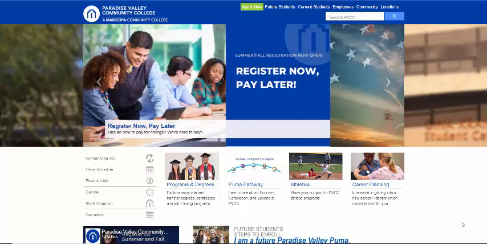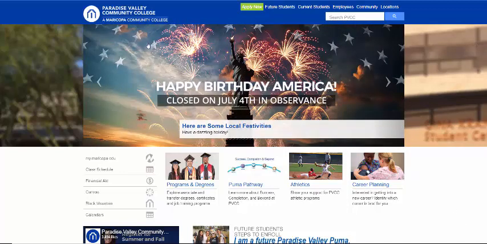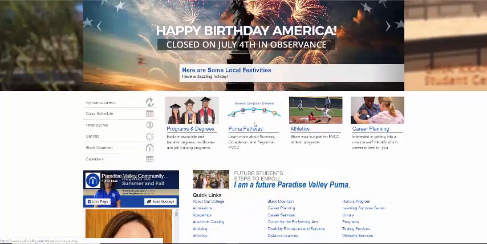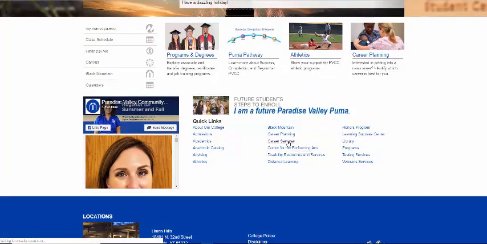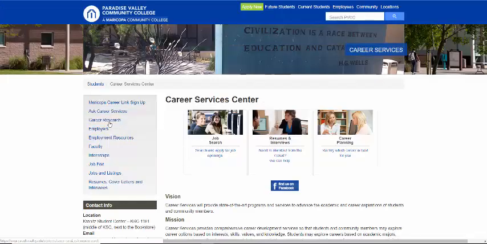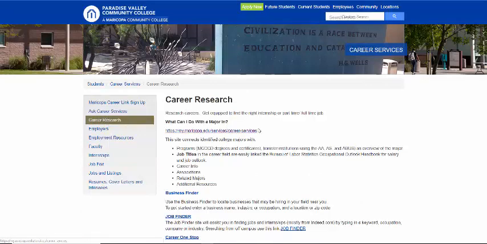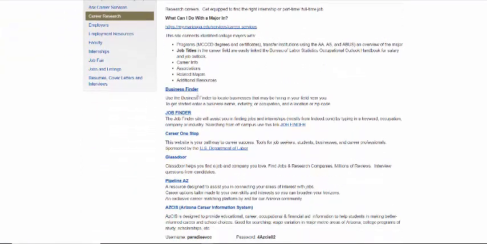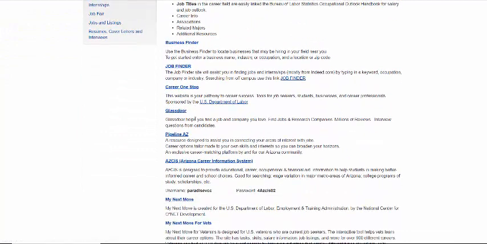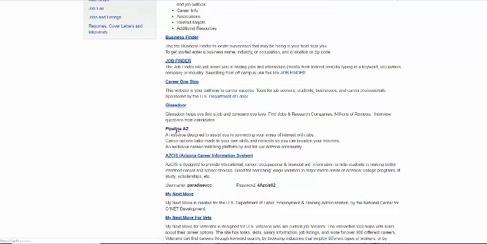It's called Pipeline, and you get to Pipeline by going to Paradise Valley Community College website. Again, you go to Career Services. Look up career research. And we've looked at Business Finder, we looked at Job Finder. Now we're going to look at Pipeline AZ.